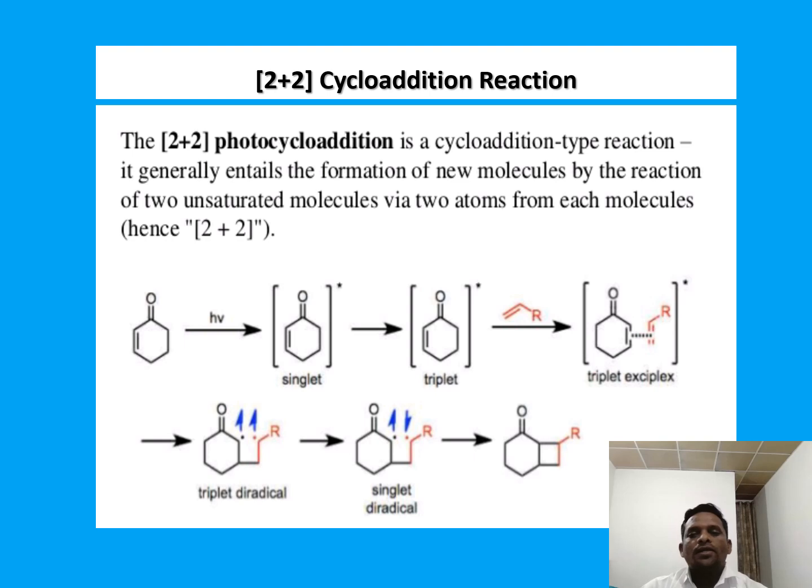Here is the triplet of cyclohexenone and the dienophile is the alkene. They form the triplet exciplex complex. Then it gives the triplet diradical, and in this diradical, first of all, the electrons show the same spin, but after that there is a change in the spin, and the singlet diradical is formed. And finally 2 plus 2 addition gives the cyclobutane product.